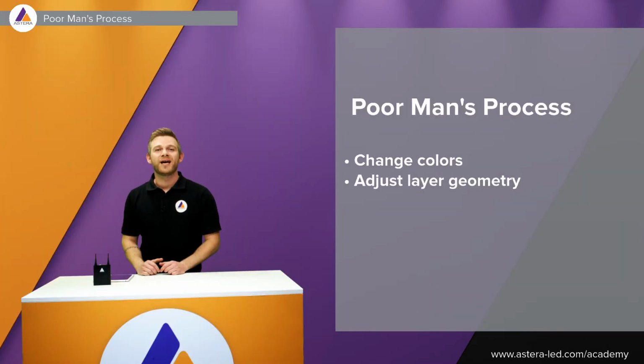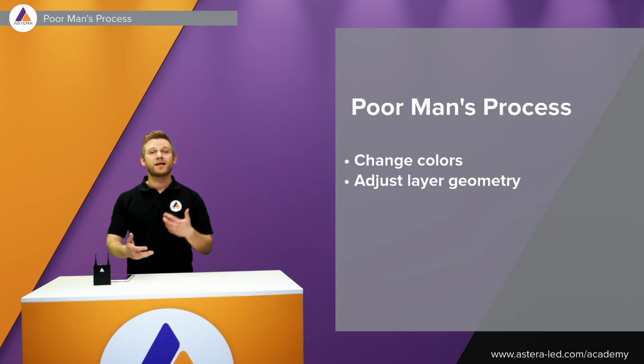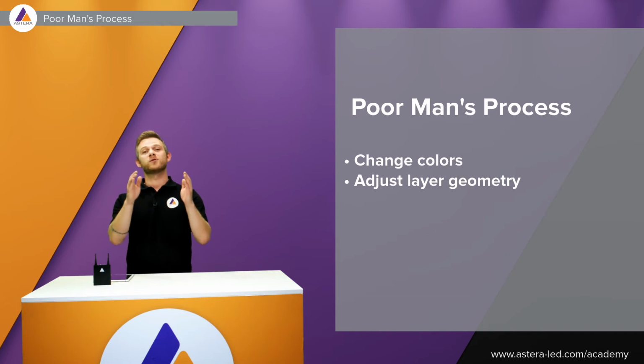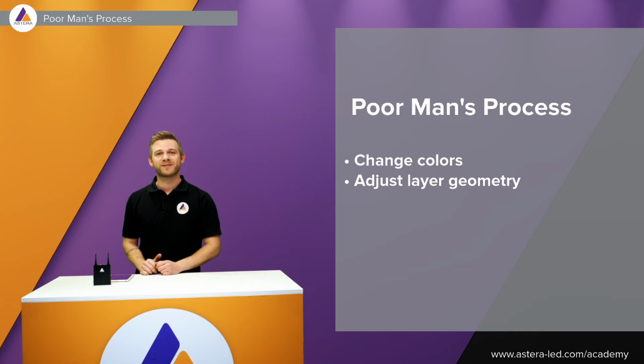So in order to create a poor man's process, change the color, which we did, so it indicates more of a light pole, and adjust the layer geometry. This is where we can adjust the length and the start position, the direction it should move in, and also the speed and the post delay, which creates the distance between the light poles.